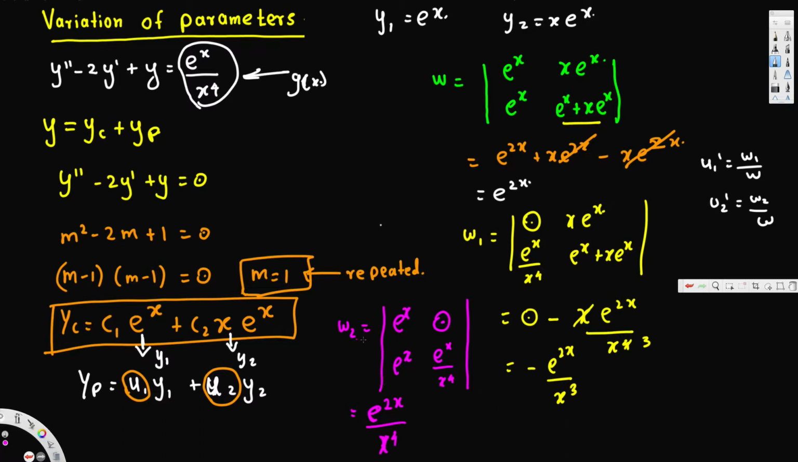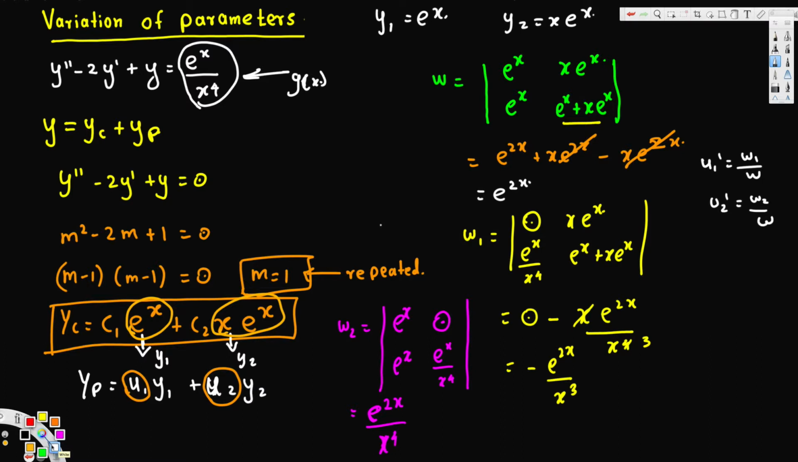And now we found out w2 and w1, and we can use these two pieces of information to find out u1 prime and u2 prime, because our purpose is to find out this u1 and u2, because that's what makes this particular solution. The particular solution is u1 multiplied by y1 and u2 multiplied by y2. We already have this y1 and y2. y1 is e^x, y2 is x e^x. We have to find out this u1 and u2. Okay, let's go ahead and do that.